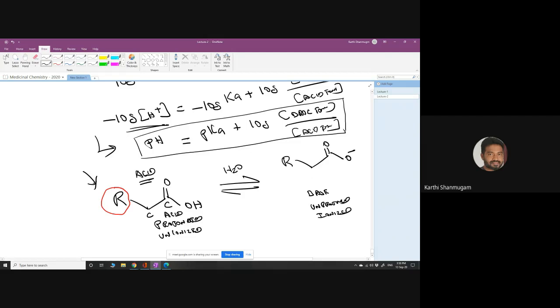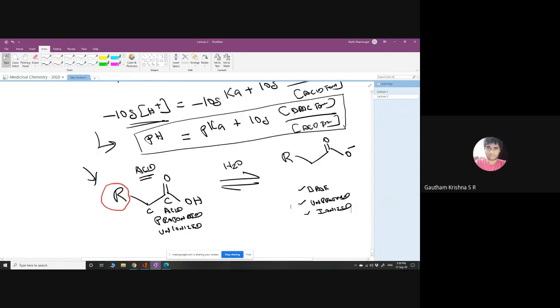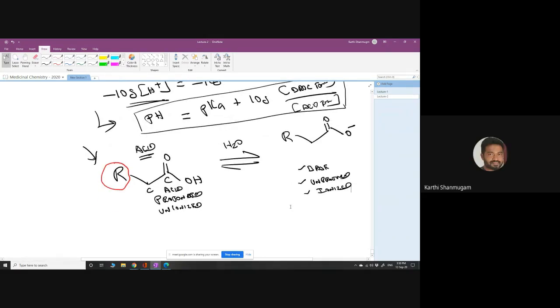So can we say this is the base form? Yes, this is a base form of this acid. So this is unprotonated. There is no proton here, right? So the H plus is cleaved from this molecule, and also it is in its ionized form, right? Okay, fine. So now I think it's time to solve some problems.